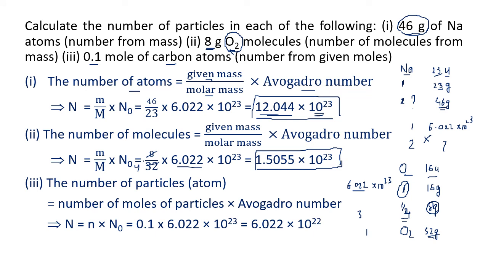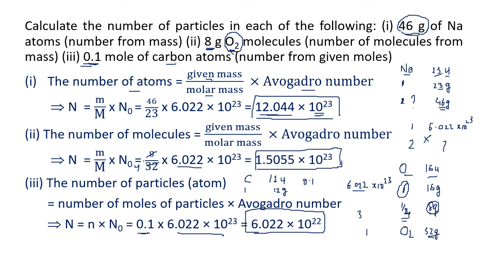Yes? Then 0.1 mole of carbon atoms. Now what is the atomic mass of carbon? Carbon is 12 u. So 1 mole will have 12 grams. But it is given 0.1 mole. So 0.1 mole will have how much? So 0.1 mole is directly given. So this time we don't have to find anything. Now 1 mole is this much. So 0.1 mole will be 6.022 into 10 raised to 22.